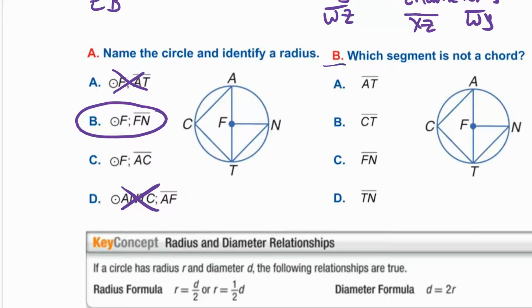Problem B asks us what segment is not a chord. AT is a chord, also a diameter. CT is a chord. FN does not have both endpoints on the circle, only one of them, so FN is a radius. So the answer would be C. Now TN, which is right here, is also a chord.